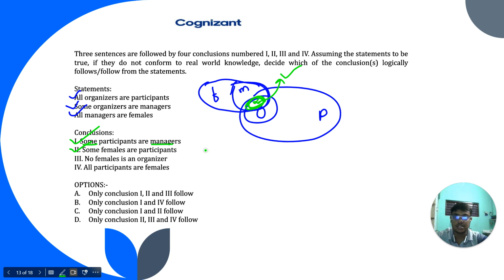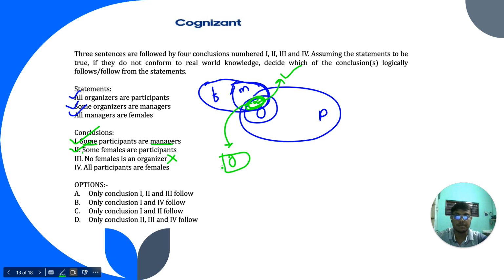No female is an organizer. No, that is incorrect because this particular section is of organizers. That means some females who are managers, who are organizers, are females. In another way I can say that some managers who are organizers would definitely be female because all managers are female. So our conclusion 3 becomes wrong.